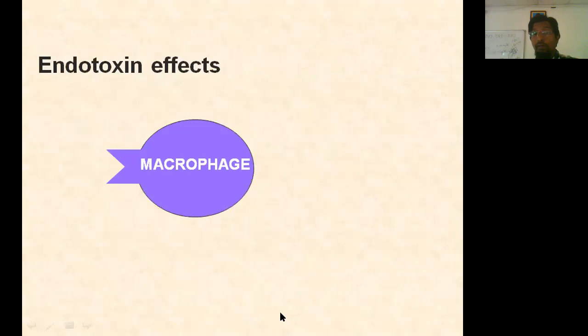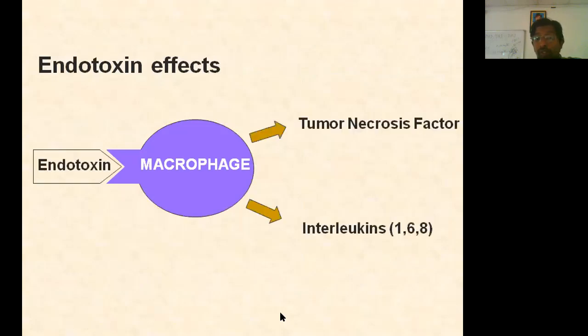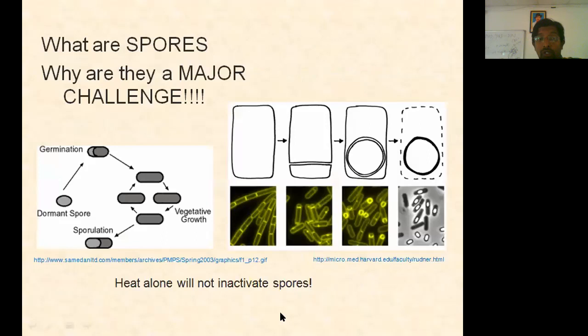So endotoxins are very important. See how they are affecting macrophages. They attach to the endotoxins and cause tumor necrosis factor and interleukins 1, 6, and 8. Right? And what are spores and why are they major challenges? I think you already studied this in microbiology and we don't need it, right?